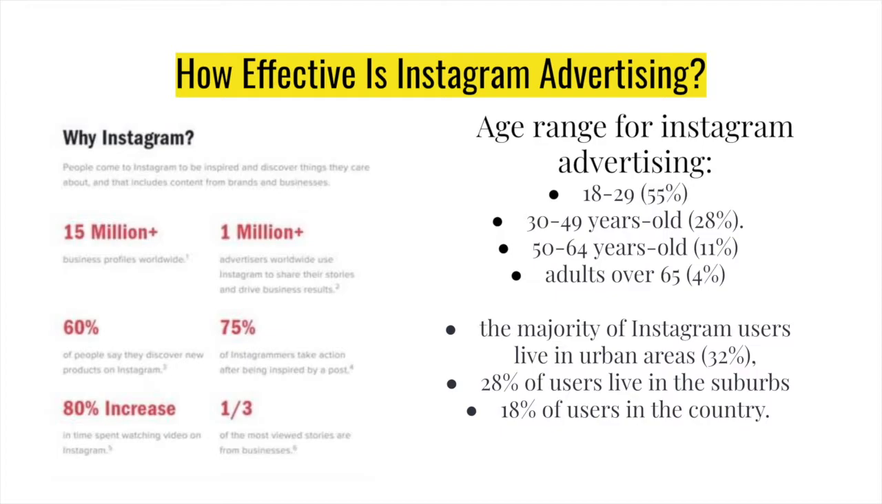Once again, we must consider the demographic that ads are tailored to. 55% of users on Instagram are 18 to 29, with the remaining 45% being 30 and up. Along with that, 32% of users live in or around cities, with 28% living in the suburbs. With 15 million business profiles on Instagram, advertising is an extremely effective way to target a lot of younger people.